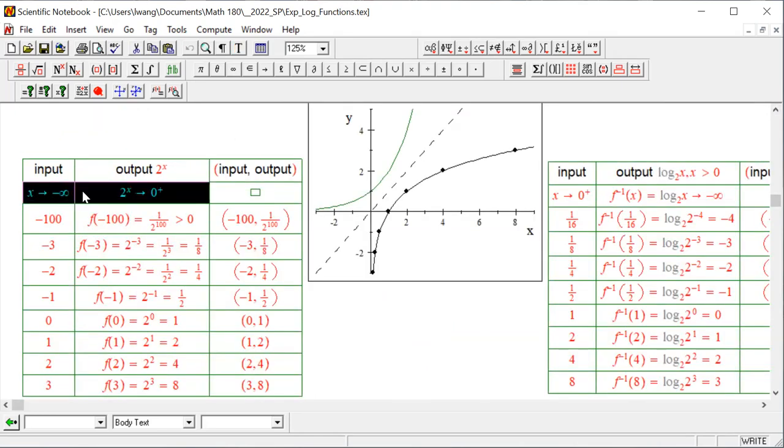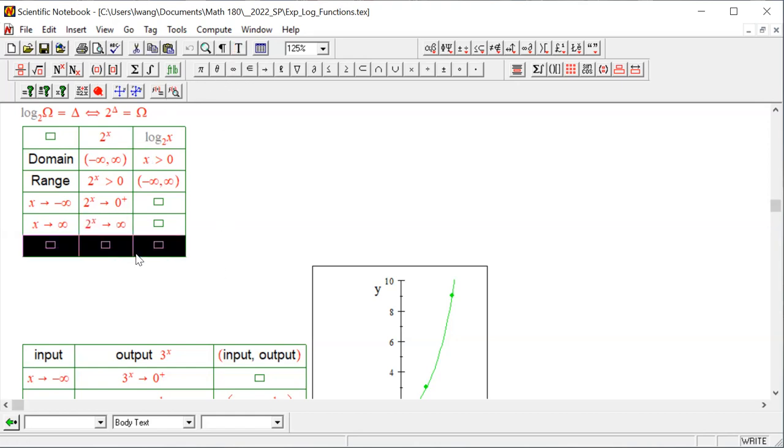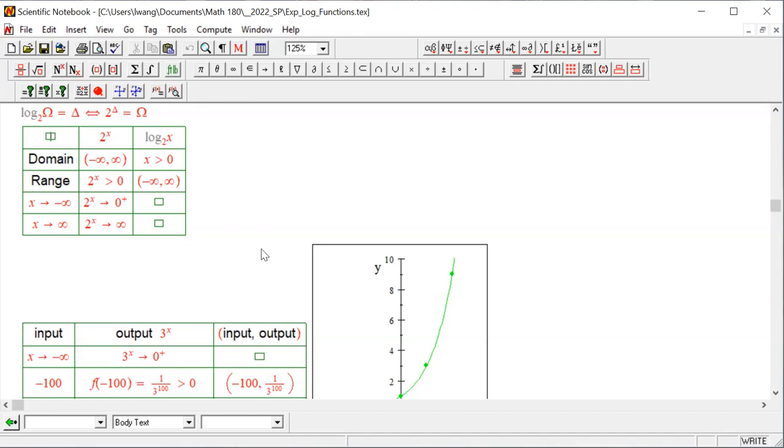If x is approaching negative infinity, then 2 to the power x approaches 0 from above 0. Of course, if x is approaching positive infinity, 2 to the power x is going to be approaching positive infinity. That's not very difficult to recognize, and these are the things we have studied.